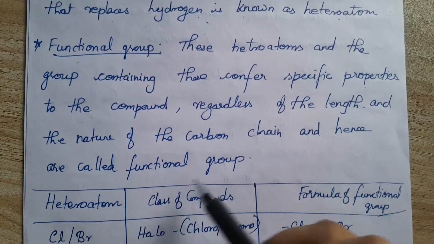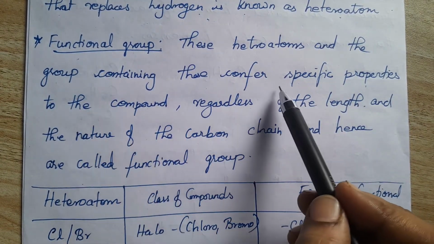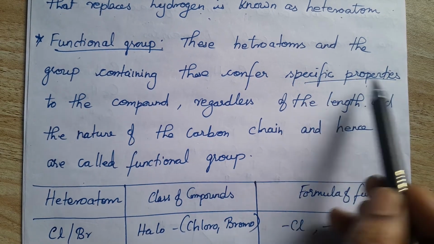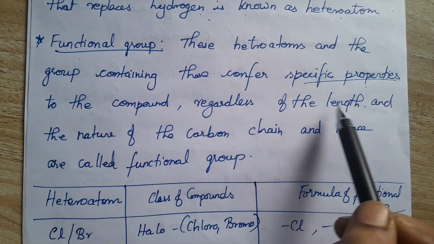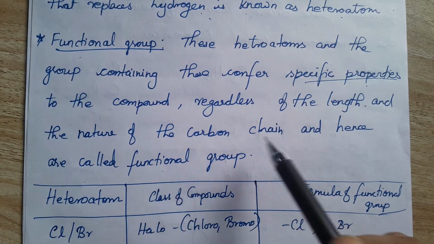That's why it is called a functional group. These heteroatoms and the group containing them confer specific properties to the compound regardless of the length and nature of the carbon chain, and hence it is called a functional group.